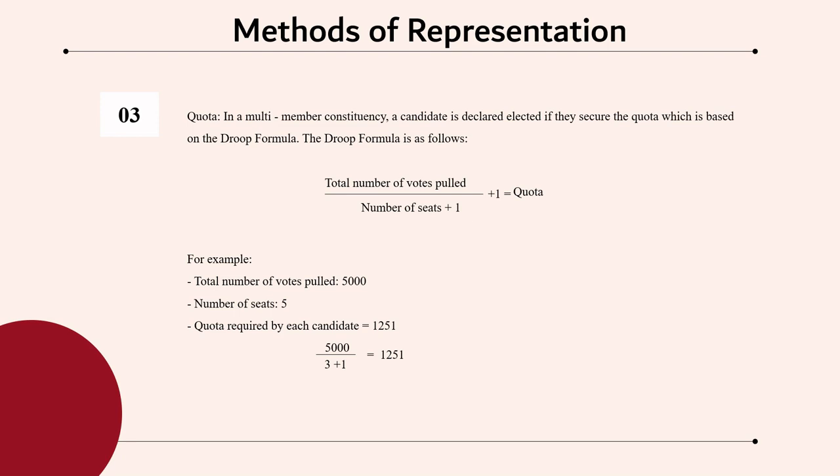This system is followed in South Africa and Canada for municipalities, and in India in case of elections to the Rajya Sabha, as well as in electing the President and Vice President of India.